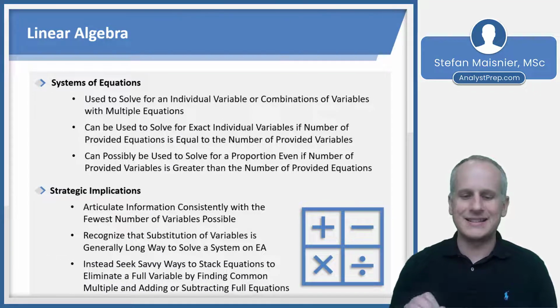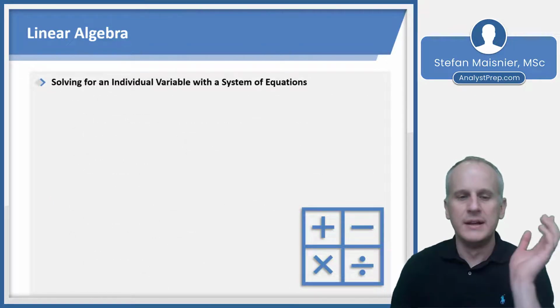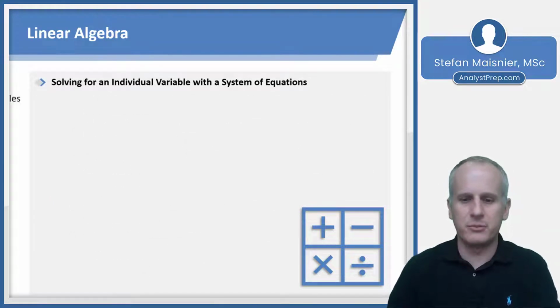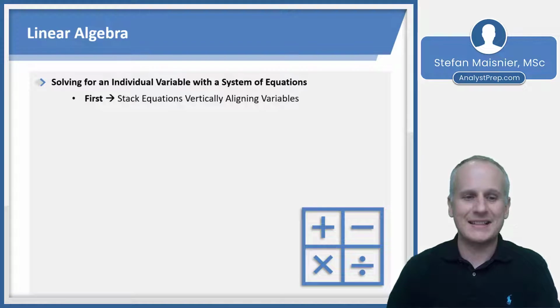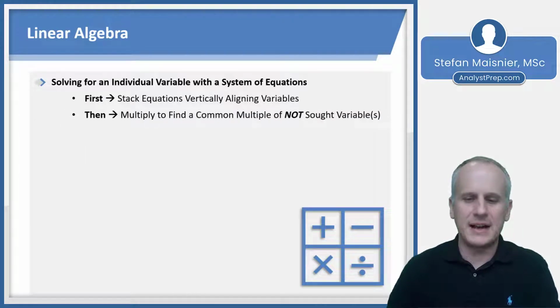And instead, you're going to seek savvy ways to stack the equations and eliminate a full variable by finding a common multiple and adding or subtracting those full equations. And we'll see how that looks here in a moment. So to solve for an individual variable with a system of equations, first, stack the equations vertically aligning the variables. Then you want to multiply to find a common multiple of the not sought variables.